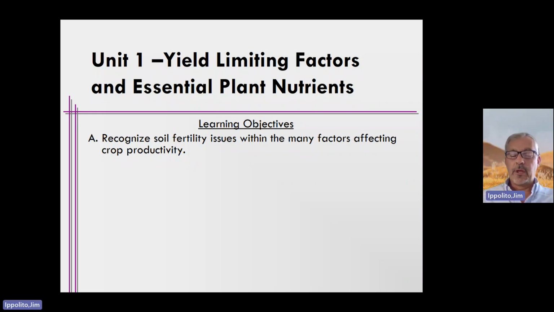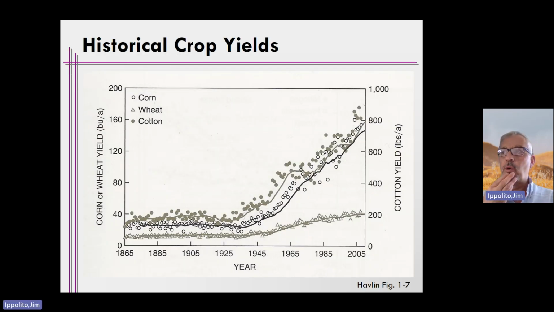So let's talk about the first learning objective for Unit 1. Recognize soil fertility issues within the many factors affecting crop productivity. So let's talk about this specifically. Let's take a look at historical crop yields.